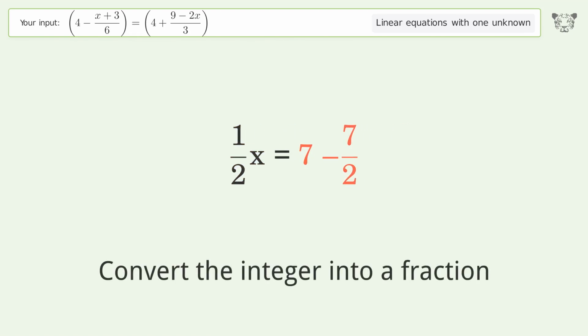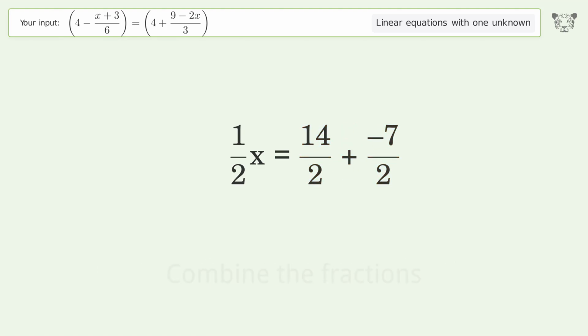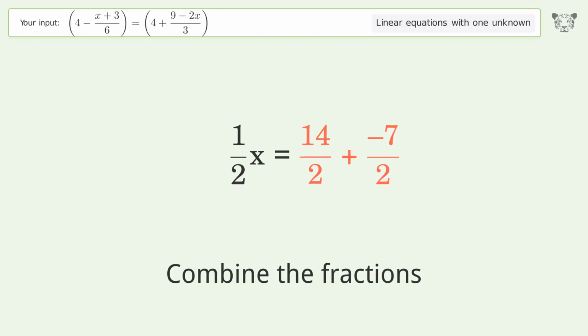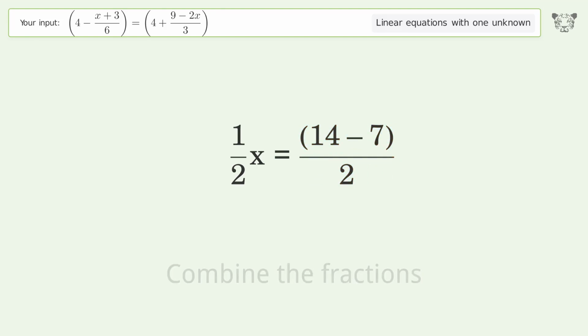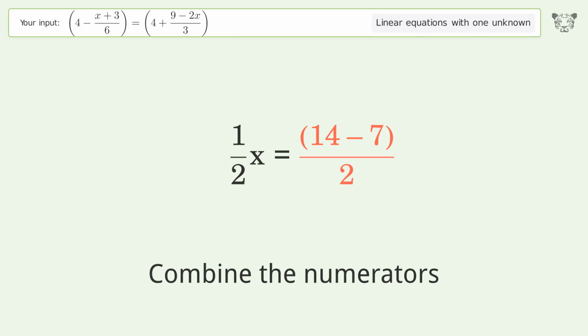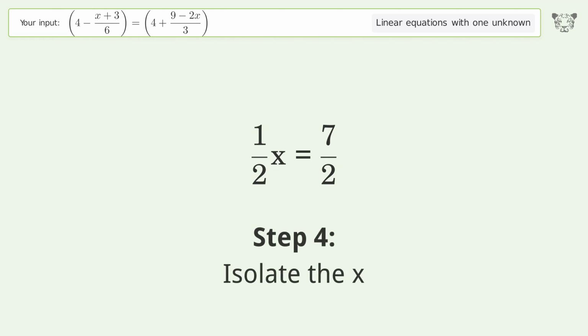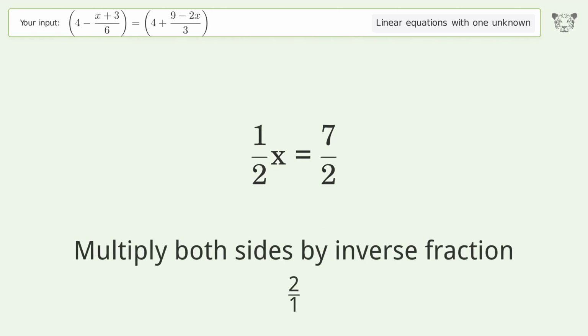Convert the integer into a fraction. Combine the fractions. Combine the numerators. Isolate the x. Multiply both sides by the inverse fraction, 2 over 1.